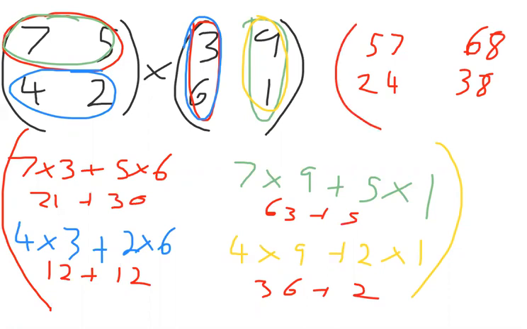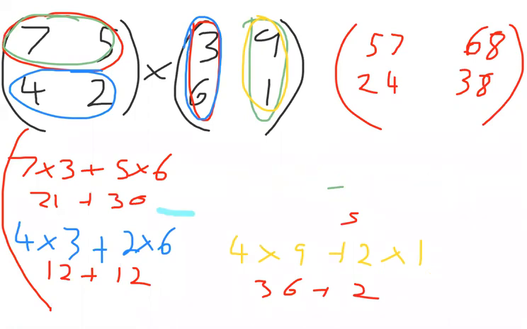This method did take me a while to get my head around, as timesing matrices can be difficult. But if you just keep remembering first row times first column, then first row times second column, then second row times first column, then second row times second column. And if you just remember this and you keep applying it, then you'll be able to do it.